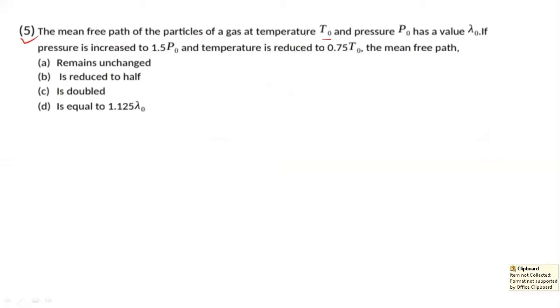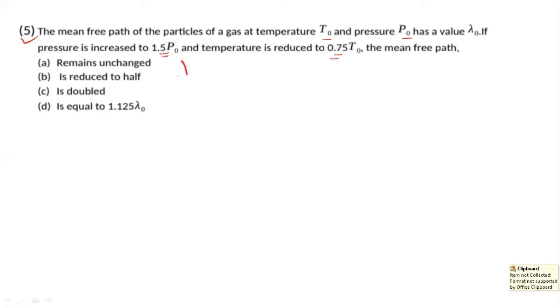Lambda naught, when the temperature is T naught and pressure is P naught. If the pressure is increased by 1.5 times and temperature is decreased by 0.75 times, then what will be the mean free path change? Will it remain unchanged, reduce to half, double, or be equal to 1.125 lambda naught? This is what we need to find.